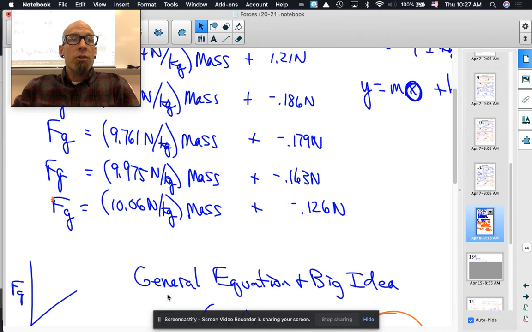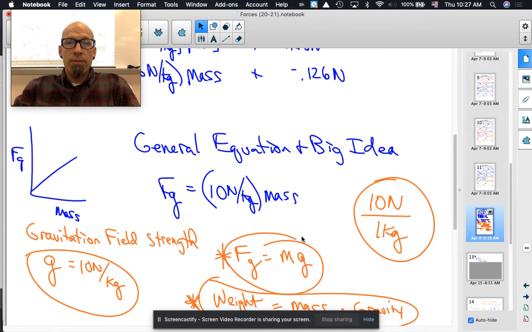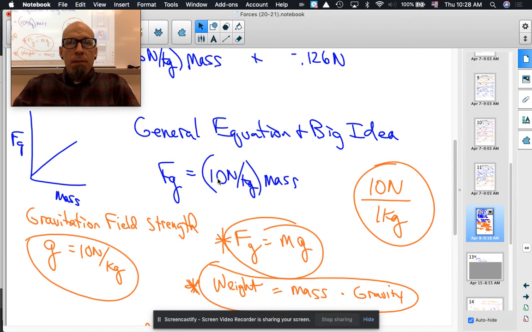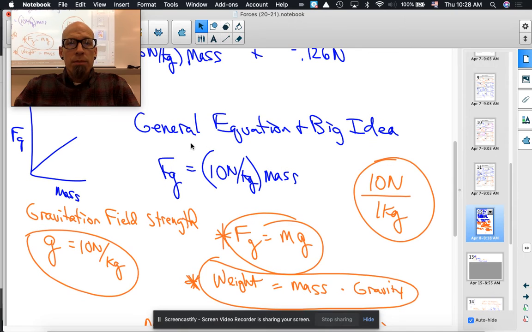So, general equation and big idea. Here's what we found, okay? This would be notes you should probably write down. From the lab, what we found out was there's about 10 newtons of gravity force for every kilogram of mass something has. Which means if you want to know what the force of gravity is on something, it's 10 times how much mass the thing has. 10 times the mass is the force of gravity.